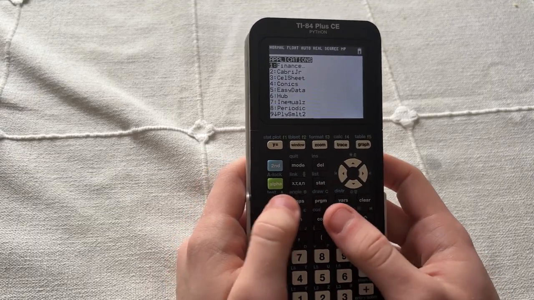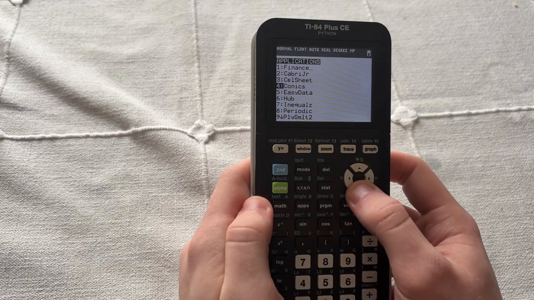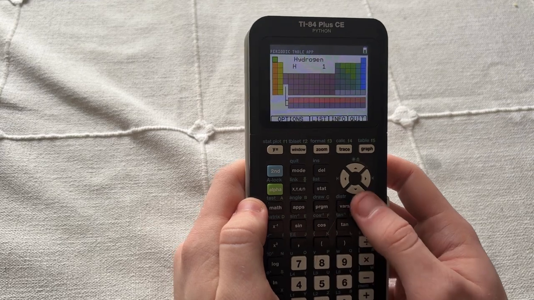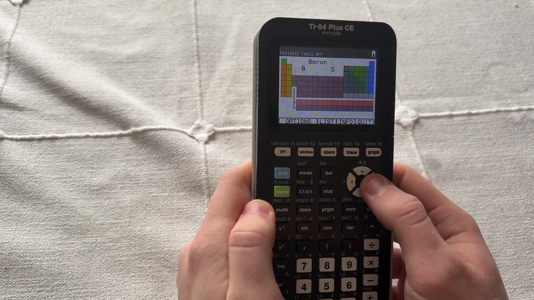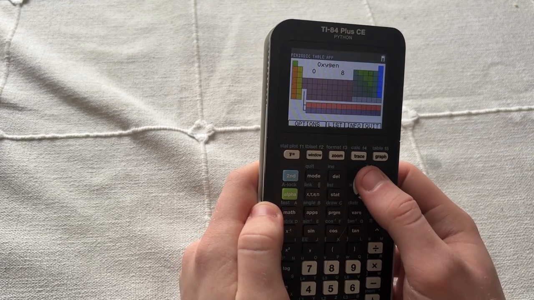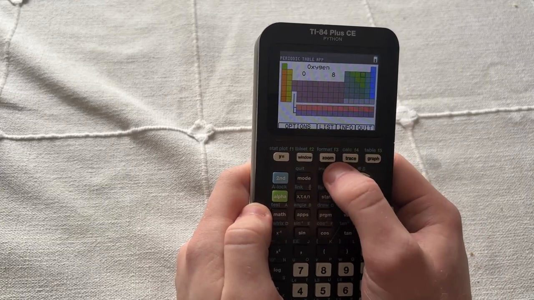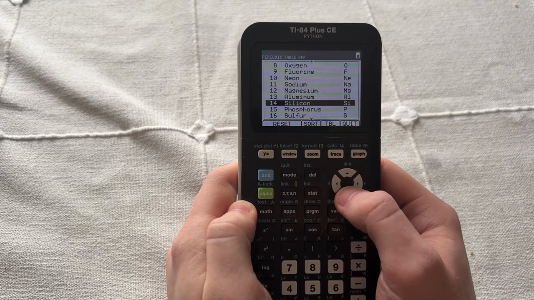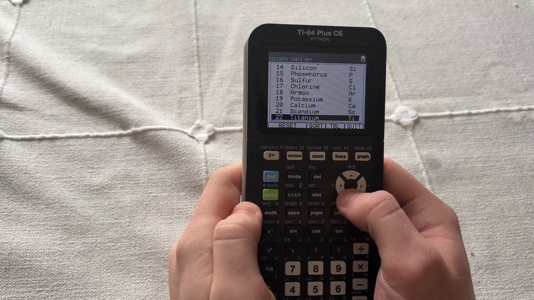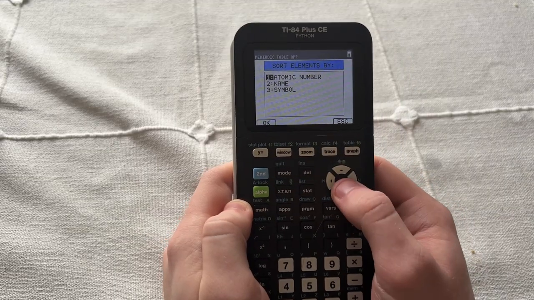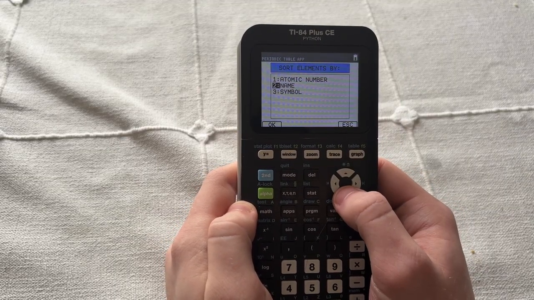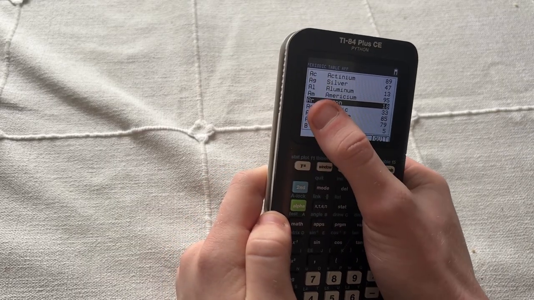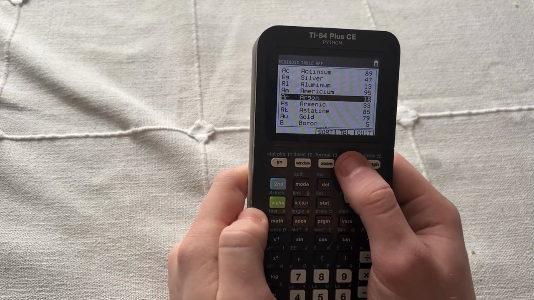This will be found in the Applications button here. Scroll all the way down to number 8, and it'll pull up this interactive app that has the entire periodic table with the atomic numbers. And you can go to zoom here to go into the list to find it all in numerical order. From here, you can sort it based off of the atomic number, name, or symbol. So for example, this will just go in alphabetical order based off of the symbol.